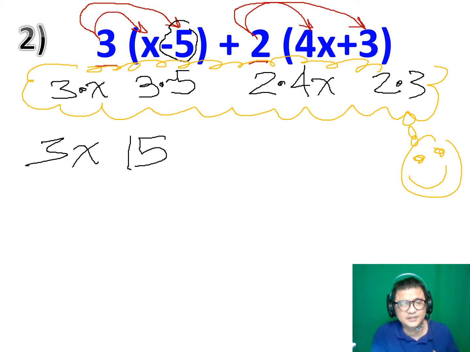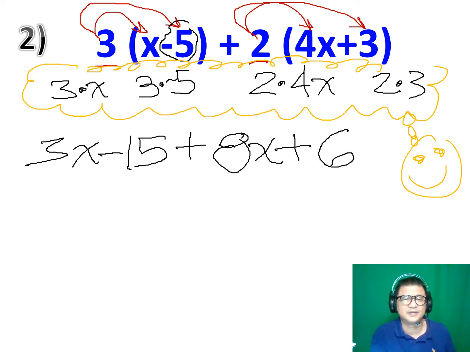The next answer will be 15. Since 1 is negative, so you're a minus. 2 times 4 is an 8. 8x, of course, don't forget the x. Since they're positive, put a plus. 2 times 3 is a 6. 6, since you're positive, put a plus. All right. Some kids will stop. Not yet. Oops, not yet.